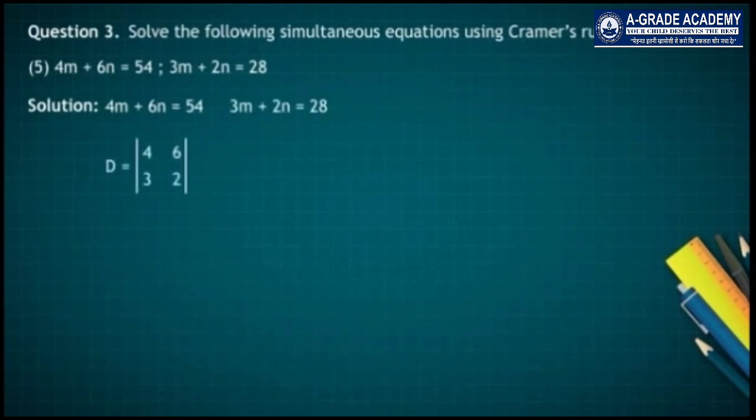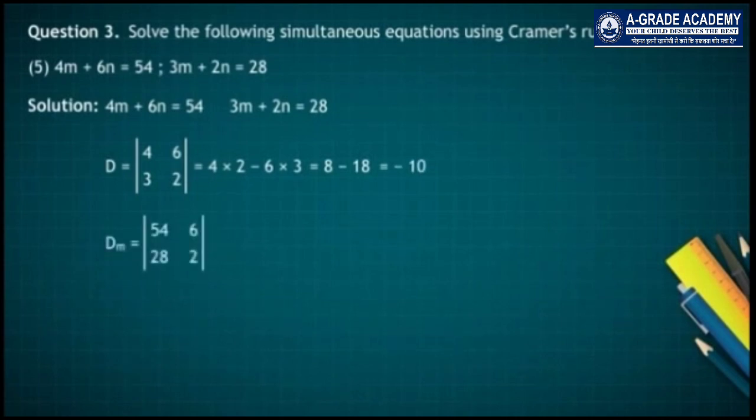Determinant D is equal to |4 6; 3 2|, which is equal to 4 into 2 minus 6 into 3, which is equal to 8 minus 18, which is equal to -10.